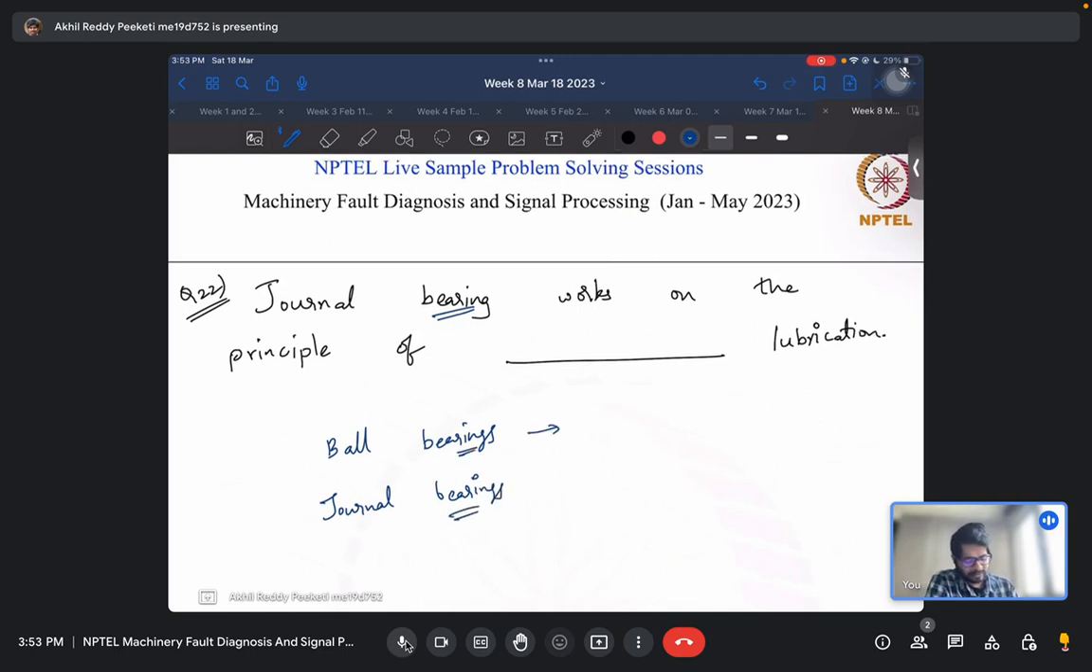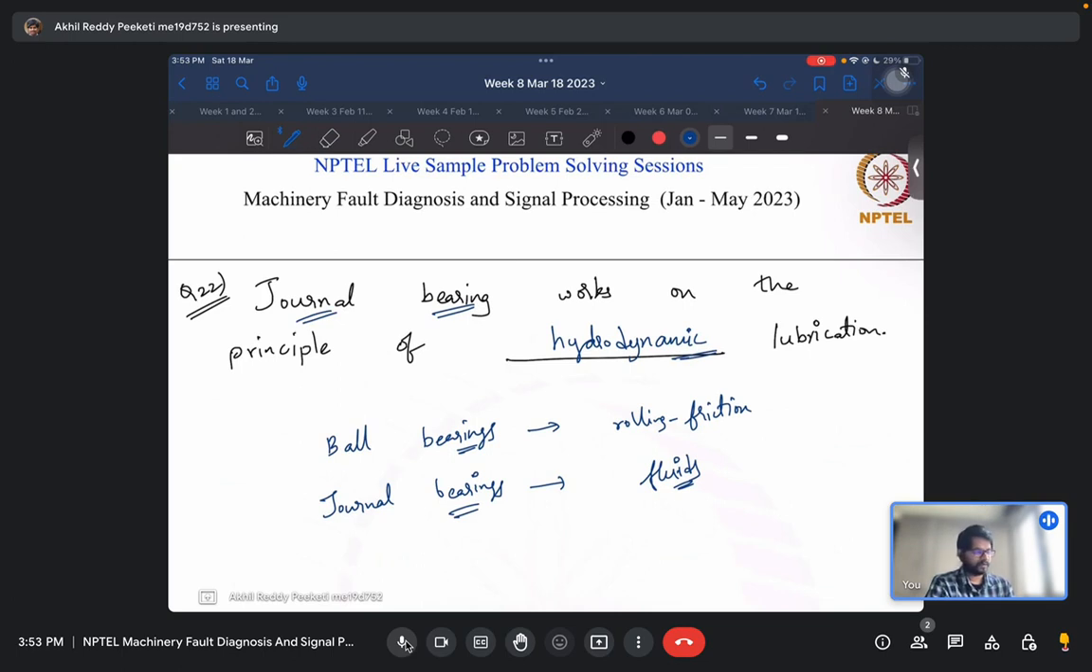So ball bearings are very smooth. They work with anti-friction or rolling friction, basically very reduced friction. And journal bearings work with fluids. So they actually work with hydrodynamic lubrication. So journal bearings work on the principle of hydrodynamic lubrication.